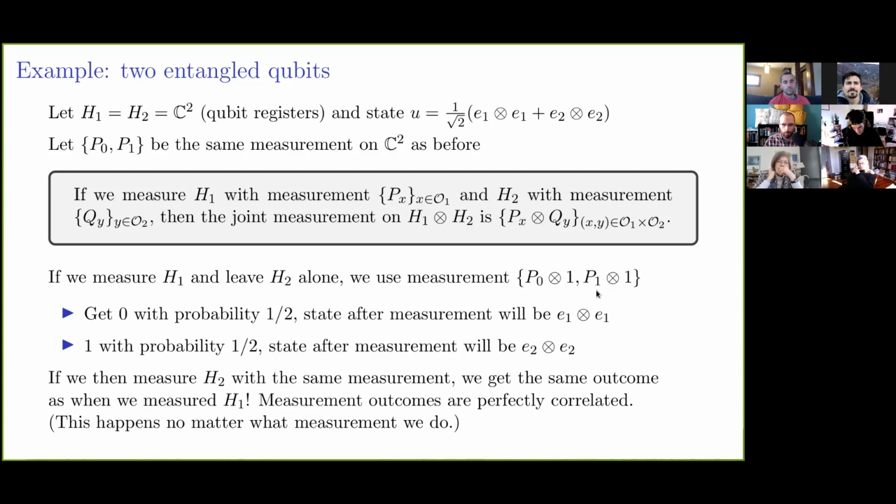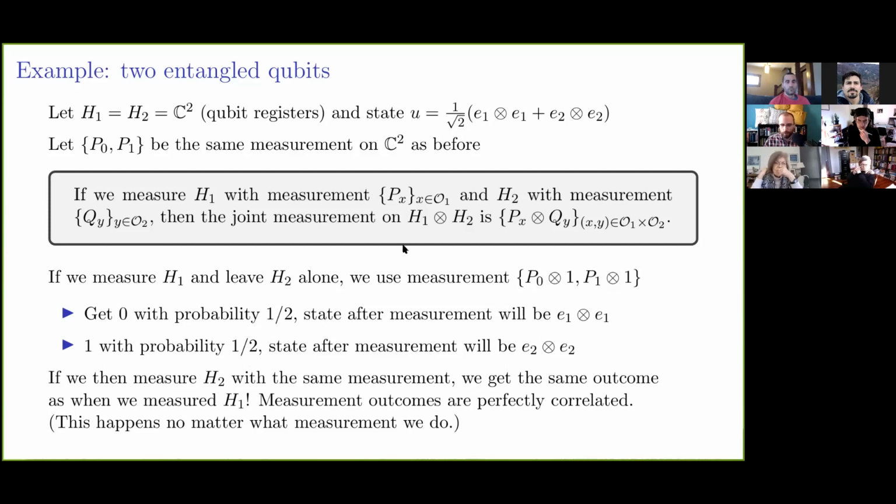Whereas if we apply P1 tensor 1, we're going to get 1 over square root 2 E2 tensor E2. So the probability again will be a half, and the state after measurement will be E2 tensor E2. So it's very similar to the example we just did, except now they're entangled. And we did this just by measuring the first system.